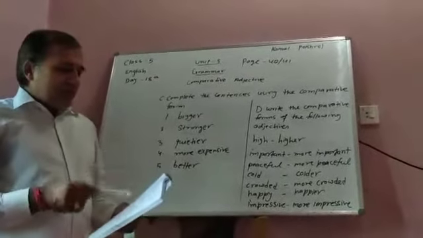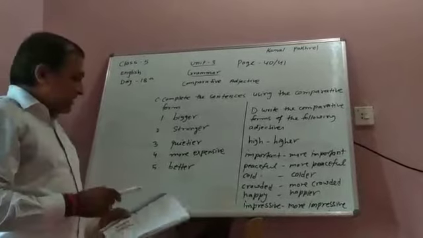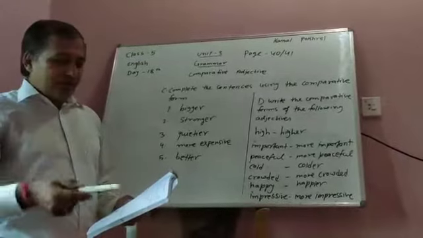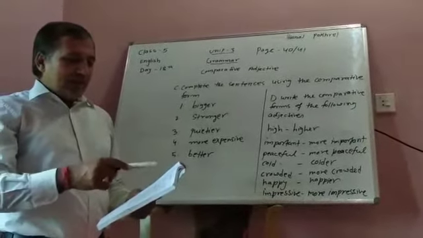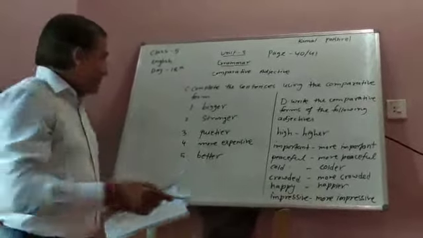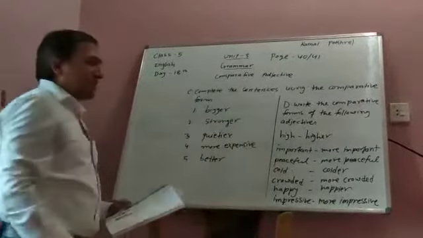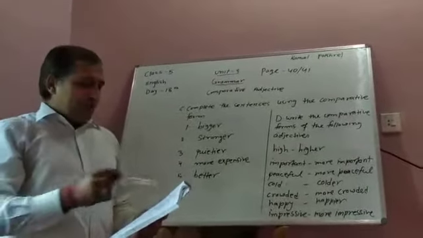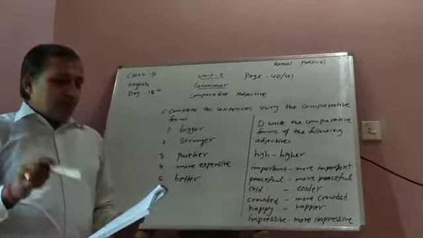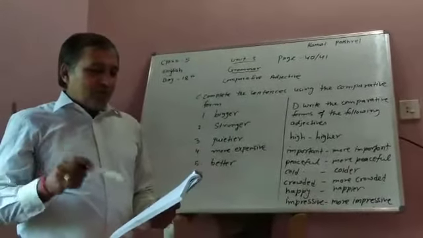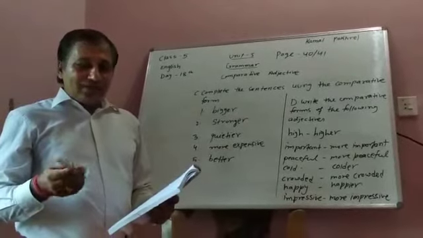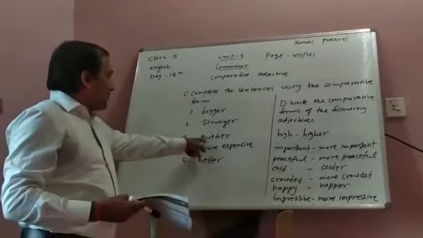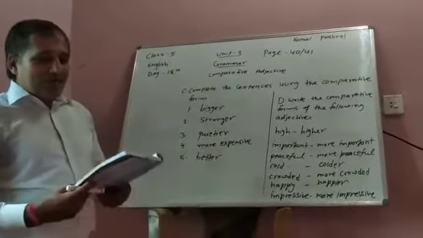Question number 2. This coffee is very weak. I like it a bit stronger. Strong is given in the bracket, and it will be stronger, S-T-R-O-N-G-E-R. The comparative form of strong is stronger. Question number 3. It is too noisy here. Can we go somewhere quieter? The comparative form of quiet is quieter.